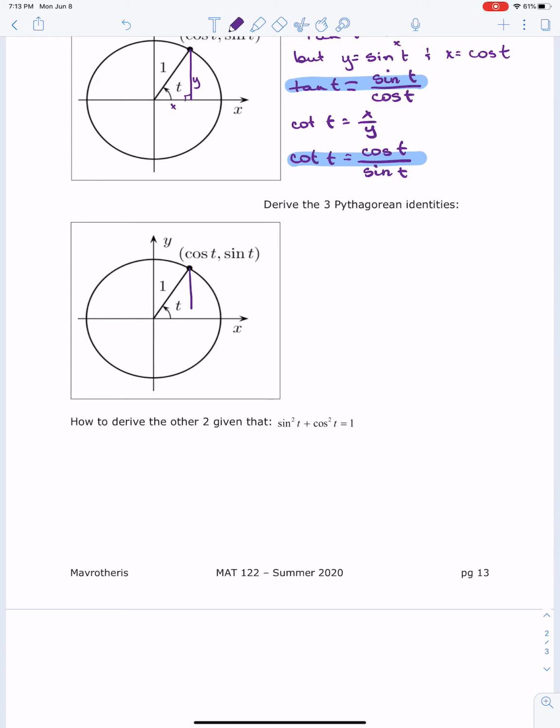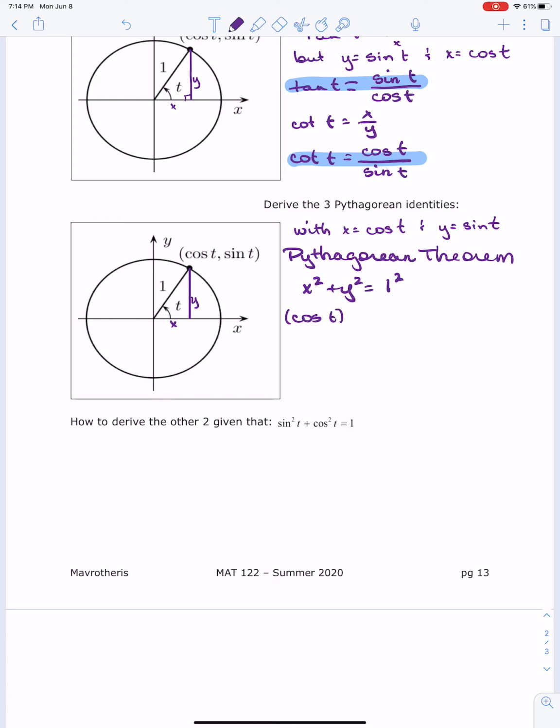Pythagorean identity, the best. So much we can do with this. We've got side x, side y. Again, we want to remember that x is the cosine of t and y is the sine of t. Pythagorean theorem, reminder here, says that x squared plus y squared equals 1 squared. Remember, we're in the unit circle. Our x is cosine. Our y is sine of t.